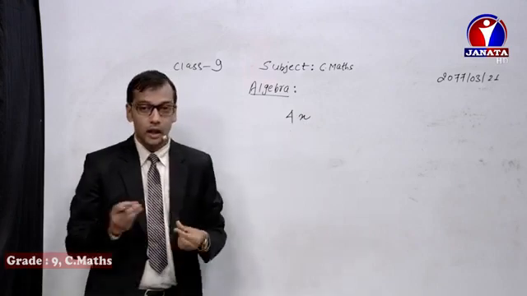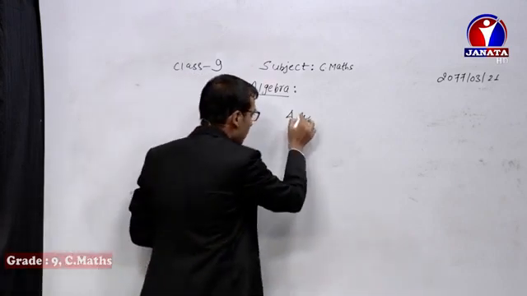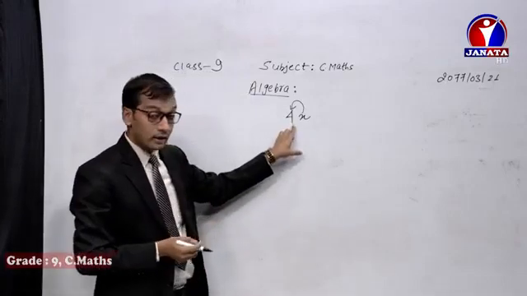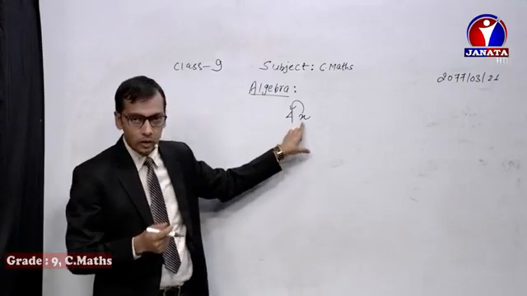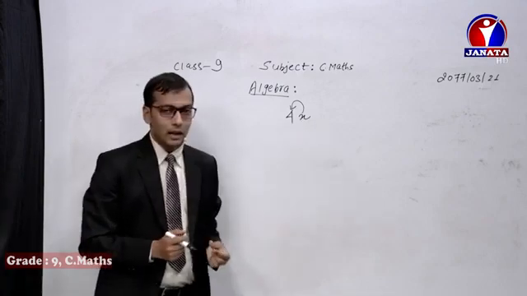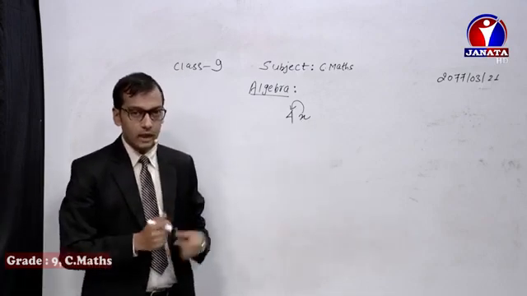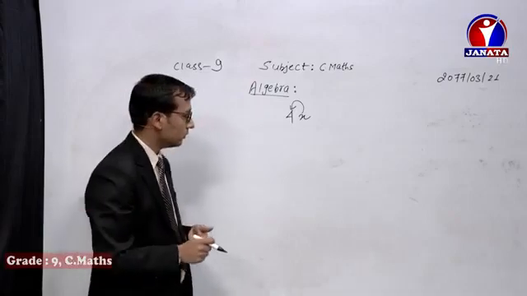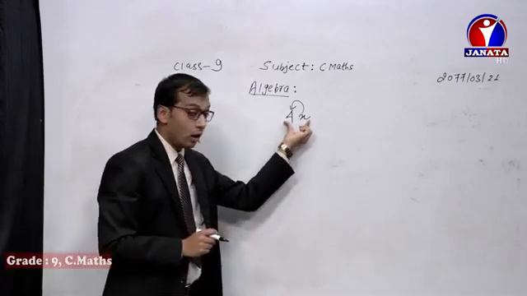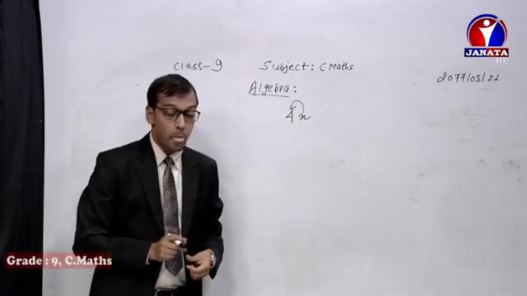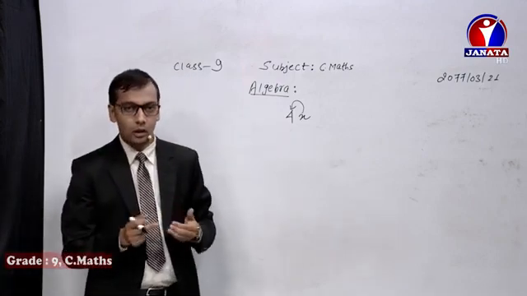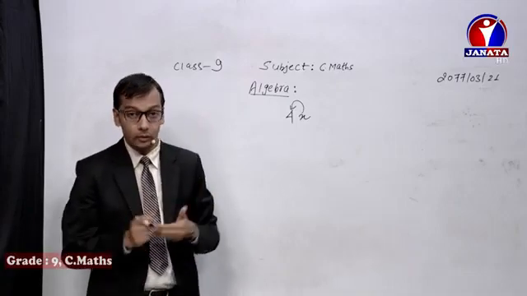X can represent any number, and 4 is the coefficient of x. This is constant, x is a variable. We say this is a variable because it can represent any number like 1, 2, 3, 4, and so on. And this is a term. This is an algebraic term because an algebraic term contains a number with a variable, or simply a number, or only a variable.